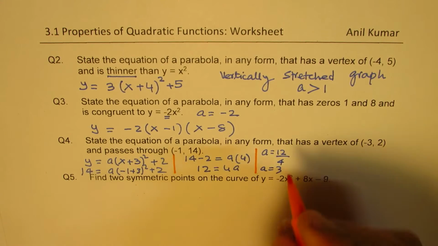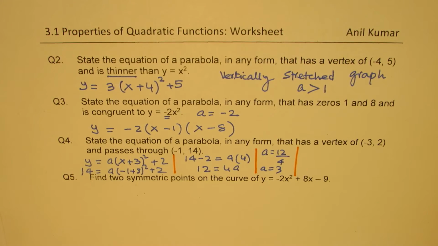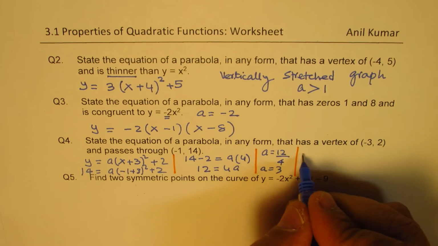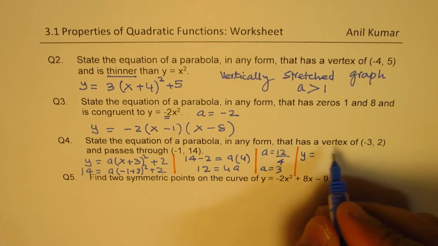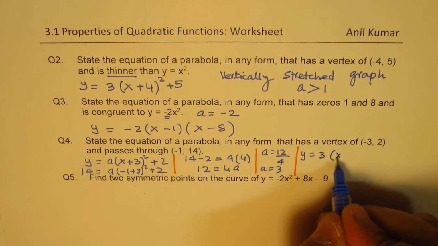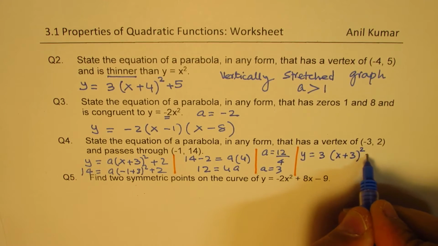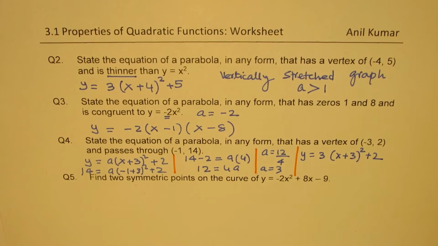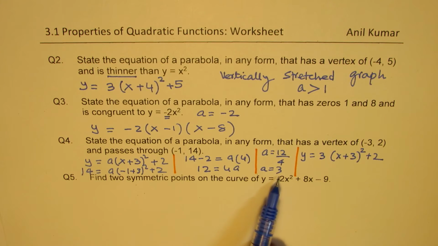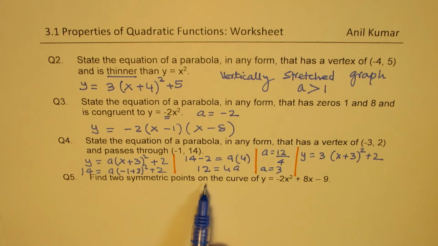Once we have this value of a, we can write down the equation, and the equation will be y equals, a is 3 for us, and we have (x plus 3) whole square plus 2. Clear? Question number 5 here is, find two symmetric points of the curve y equals minus 2x square plus 2x minus 6. Now, symmetric points are the points which are the same distance away from the axis.